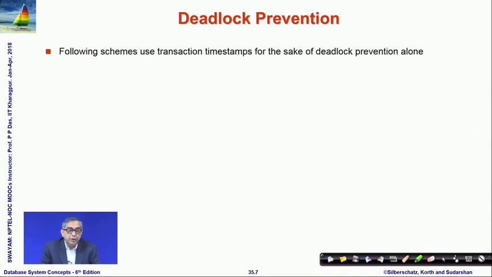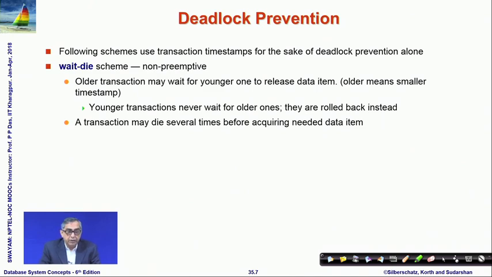The other possible prevention schemes that we would like to look at in a little more depth use timestamps for the transactions. The timestamps tell me which is an earlier transaction and which is a later transaction, and can be used for preventing deadlock. Several strategies for that exist. We will discuss two of them. First is what is known as the wait and die scheme, which is non-preemptive.